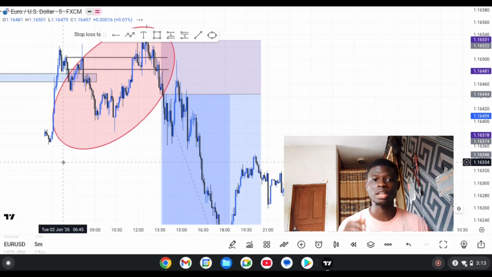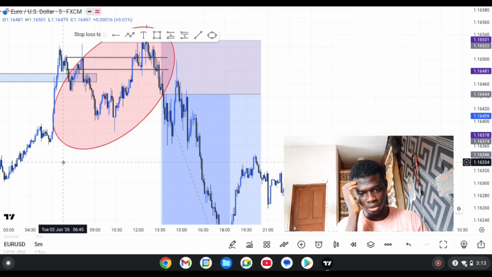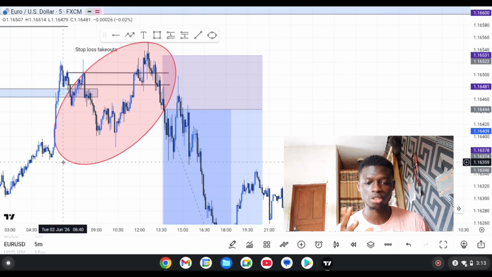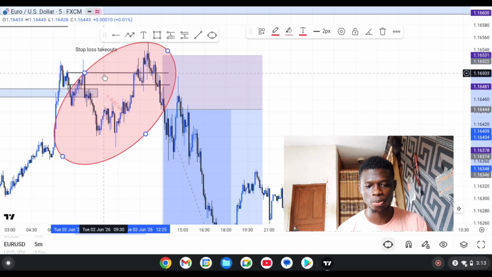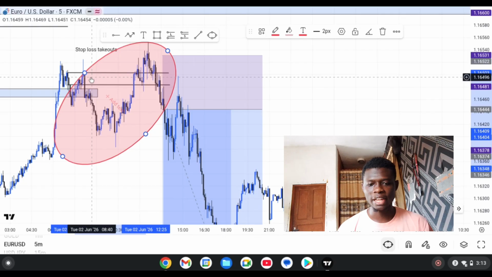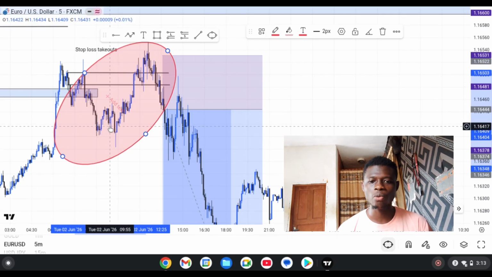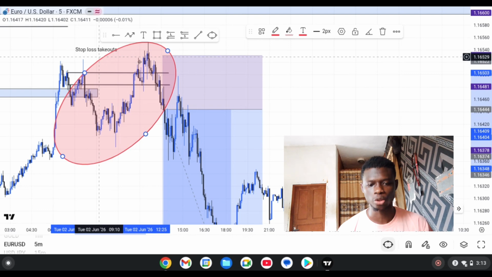This is the strategy that I'm using. What I call the strategy is AMD: accumulation, manipulation, distribution. As you can see, in the 1 hour time frame, I marked out the 8 a.m. candlestick, which is this close and open line that you see here. The market moved in this direction, then later went back and took out people's stop loss.